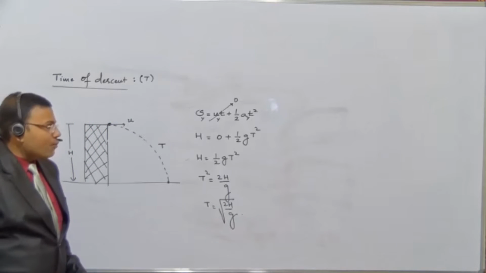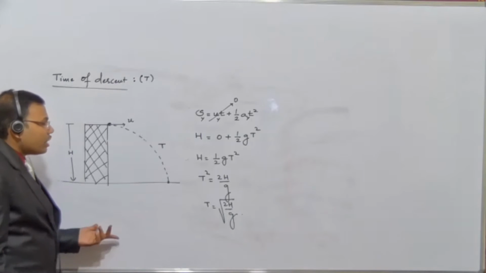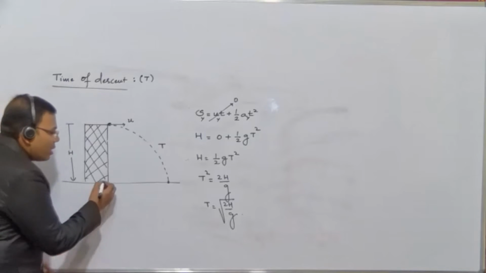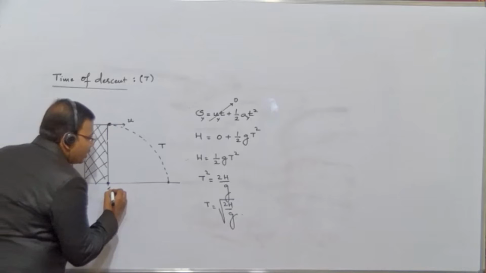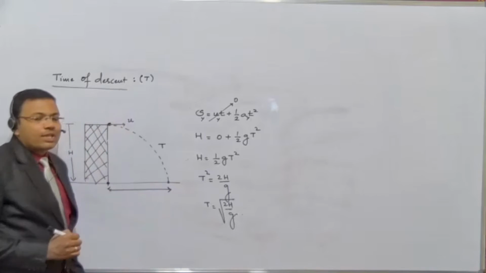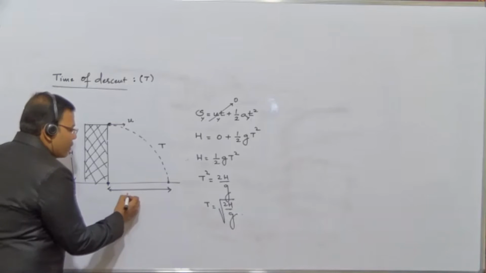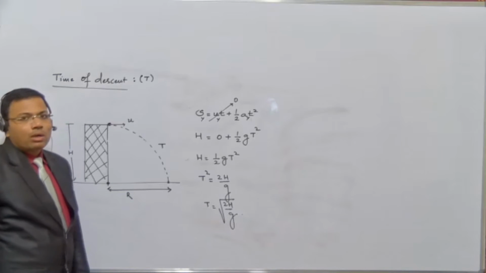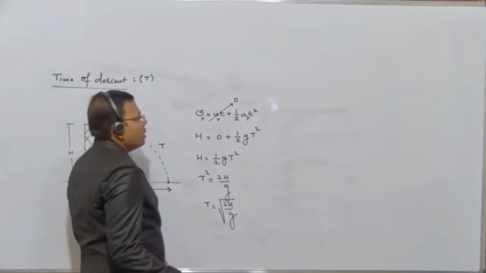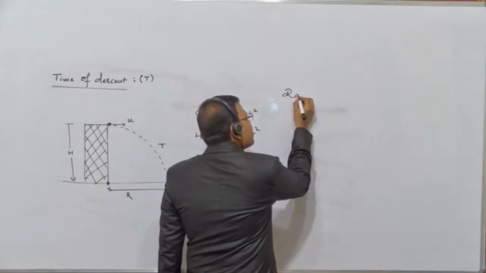Now let us go for range. What is this range? Next topic I am going for range. Range is the distance from the foot of the tower to the point of reaching. यहाँ तक कहाँ तक जा रहा है बेटा वो? That is what we call it as range, and we denote that range by r. Now let us go for the next one, that is range.